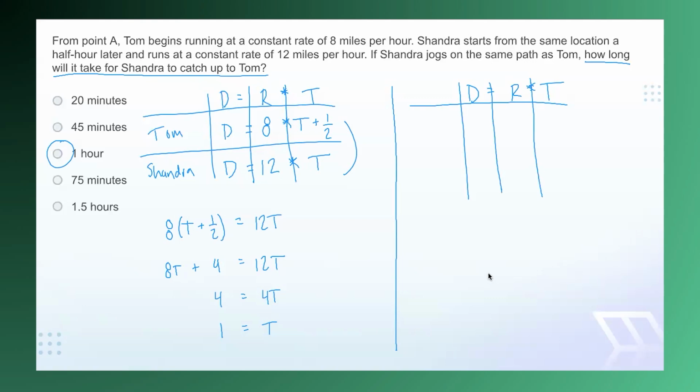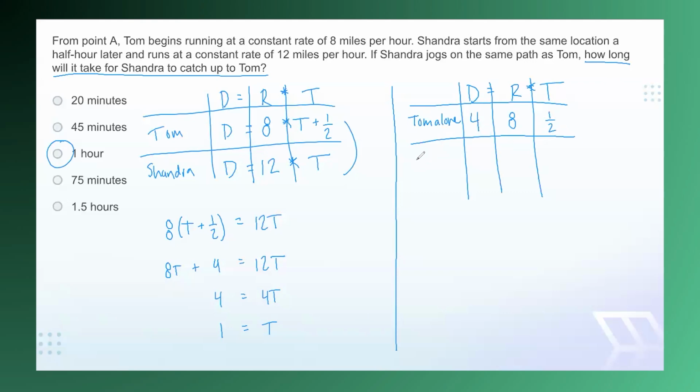All right, in our first stage, Tom is running alone. When Tom is running alone, his rate is 8 miles per hour, and his time running alone is 1/2, that half hour he runs before Chandra starts. This tells us that our distance is going to be the rate times the time, or 4.